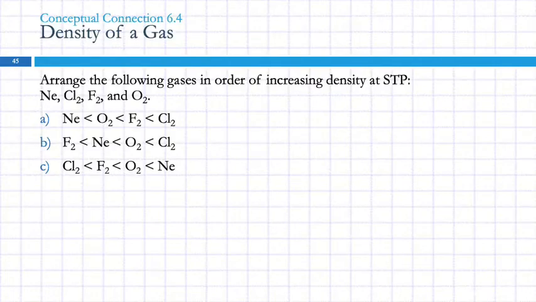This slide will help us review the density of a gas a little bit. Here it's asking us to arrange the following gases in order of increasing density at STP. And so we've got 4 different gases here. We have neon and chlorine and fluorine and oxygen.